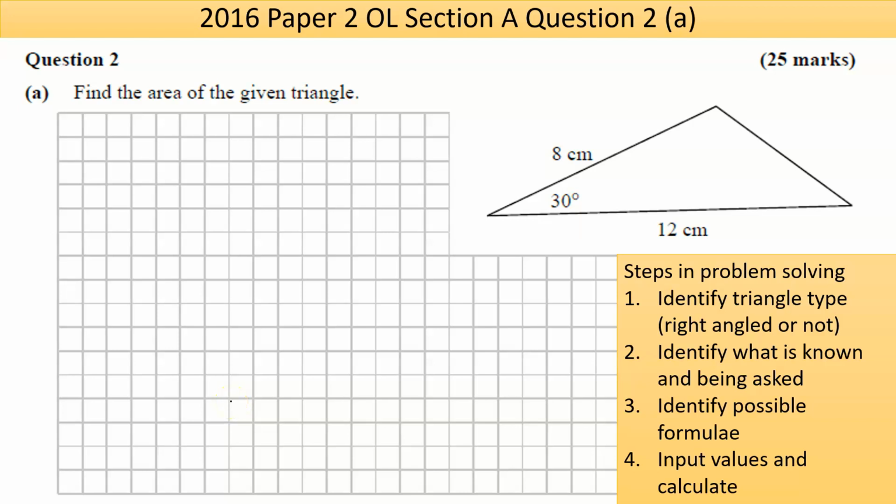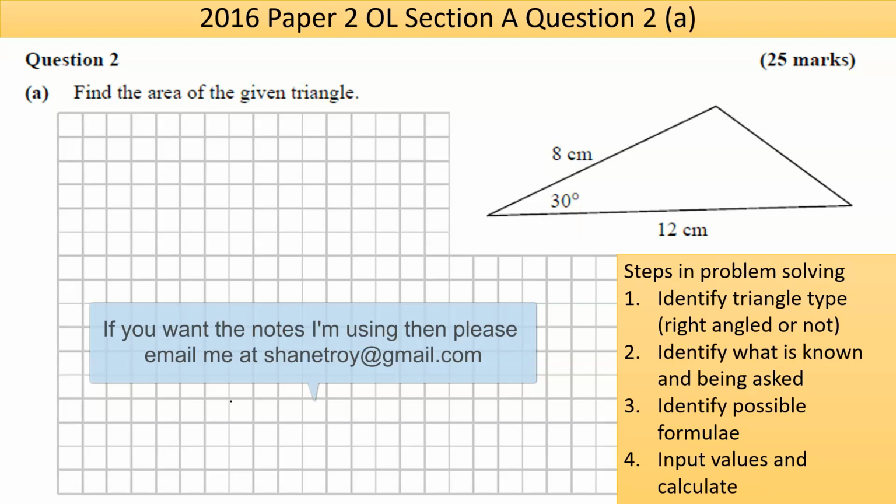Hi, and welcome to the 2016 Leaving Cert Ordinary Level Question 2 from Paper 2.